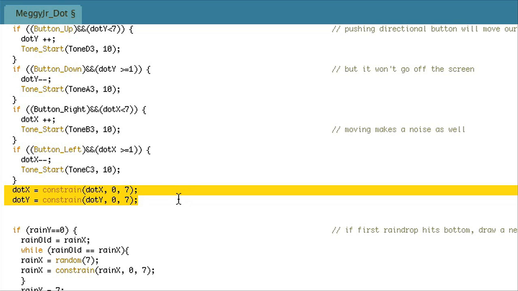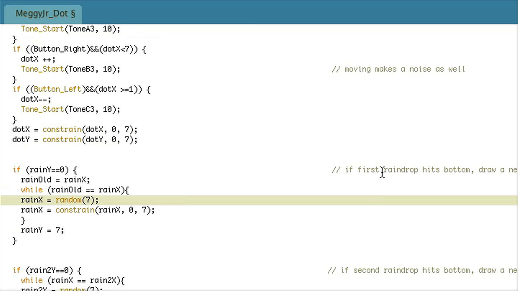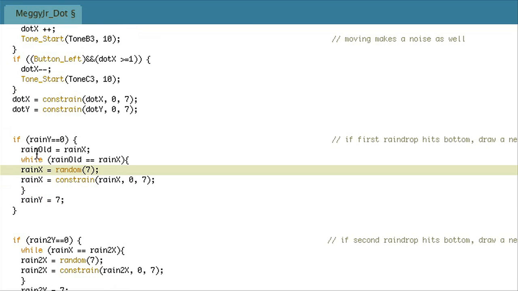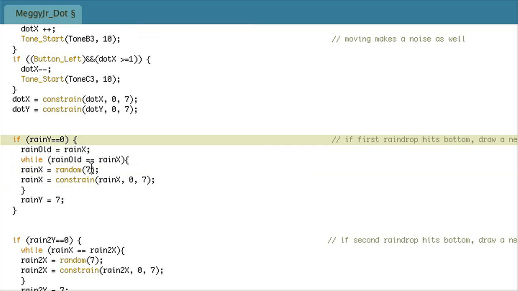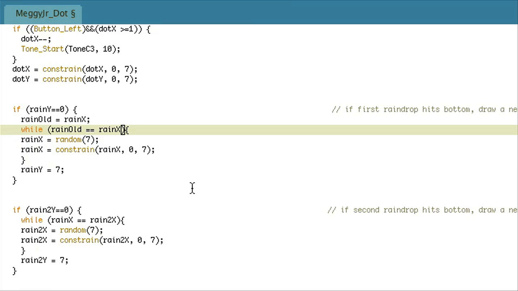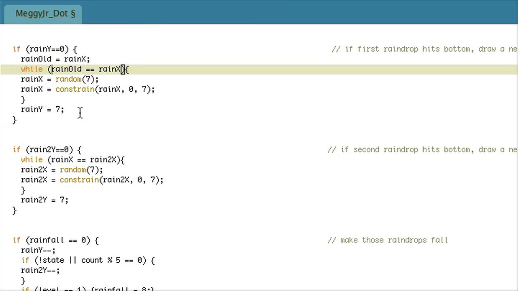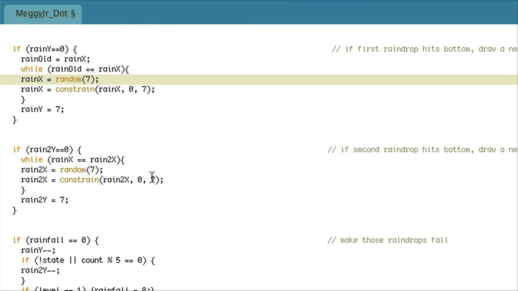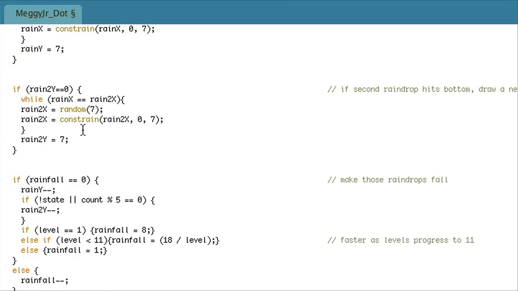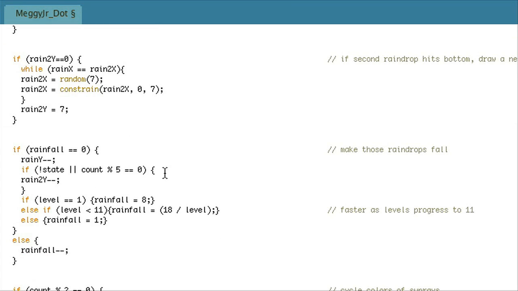And you can also see that I constrained it so that the dot does not move off the screen, which is handy. And then I also animate my raindrop, and I say if the rain's y coordinate is at 0, that means it's at the bottom of the screen. Then I draw a new one, and I set new coordinates for it at a random spot. And same thing for the second raindrop, and there's a bunch more of this that you could mess around with and see what it does.